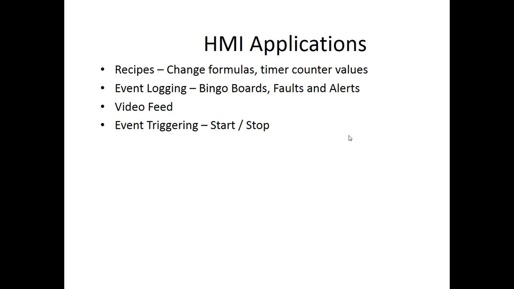So the applications are recipes. That's changing formulas and timer and count values, or how long something is occurring, or how many times, or how many chocolate chips you add to the cookie dough, things like that. Just like that. Event logging, so that's faults and alerts. The HMI will keep track of all those, so you can look back and find out why the process stopped, what was happening. A lot of times it's tied to a big bingo board that shows the status of all the inputs and outputs and the status of the process.